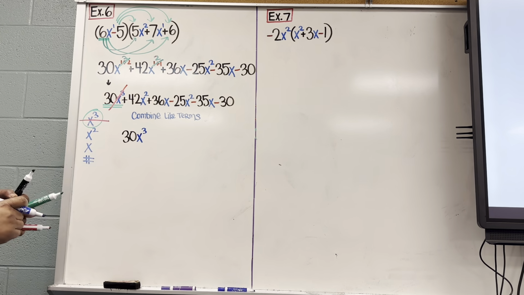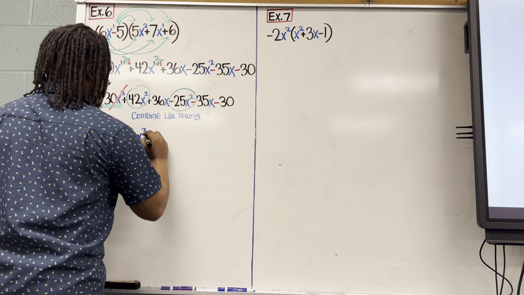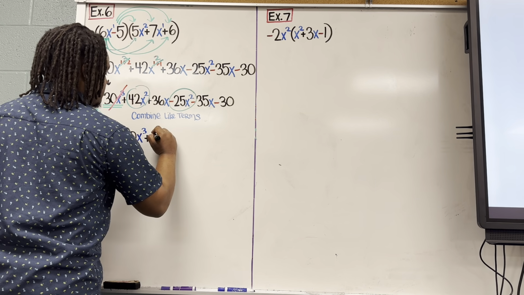Okay? Now I'm going to the next group, which is going to be x to the second power. Let's see what values that we have. I have a positive 42x to the second power, and I have a negative 25x to the second power, right? 42 minus 25 is 17. So that's going to equate to 17x to the second power, okay? I'm going to cross this out, cross that out, and we're done with that.